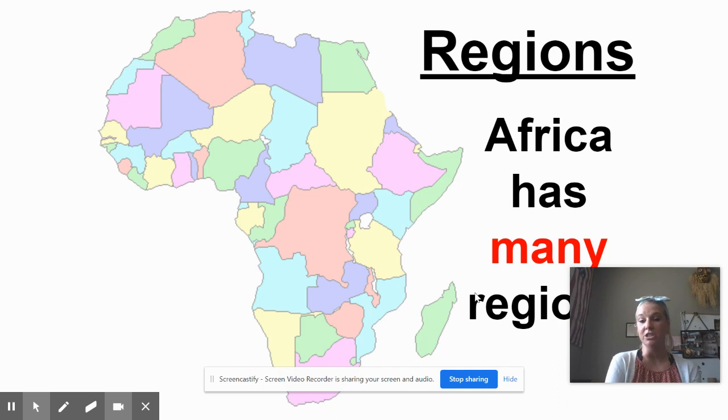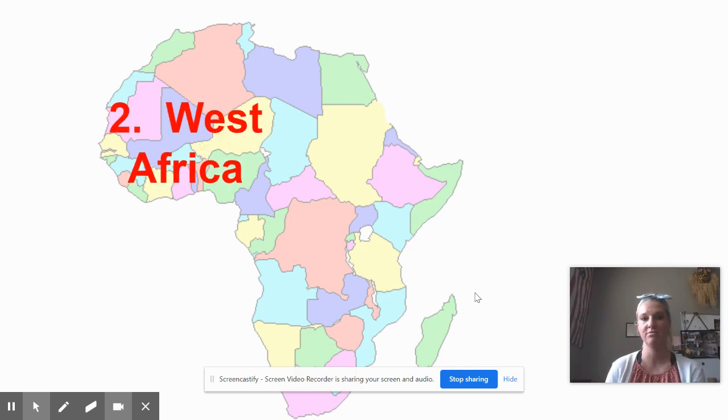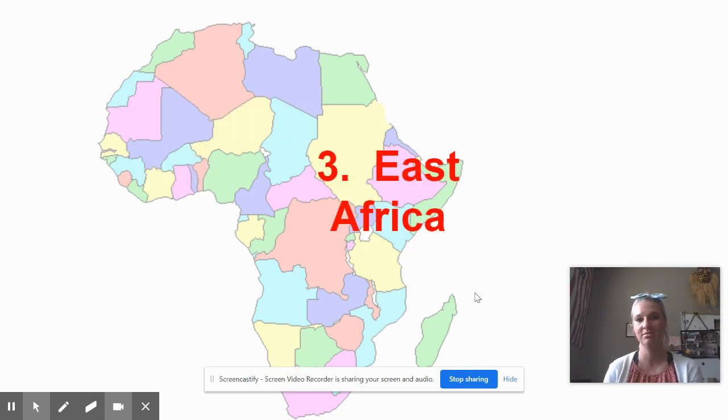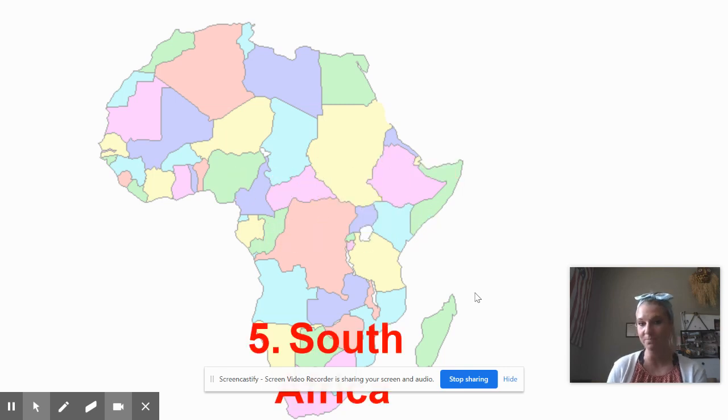Africa has many regions, so we're going to dive in and look at the different regions of Africa. We have North Africa, West Africa, East Africa, Central Africa, and South Africa.